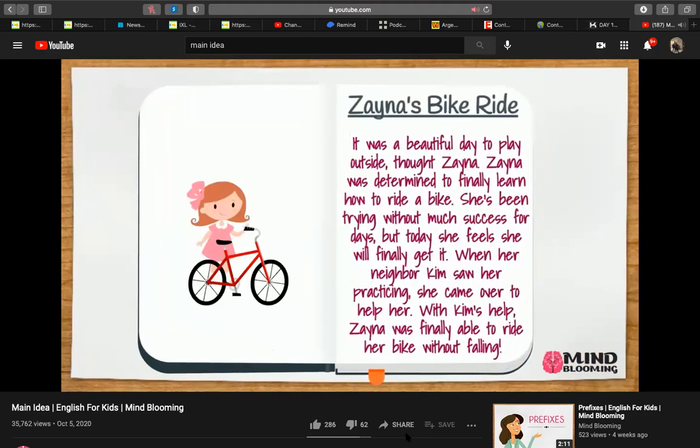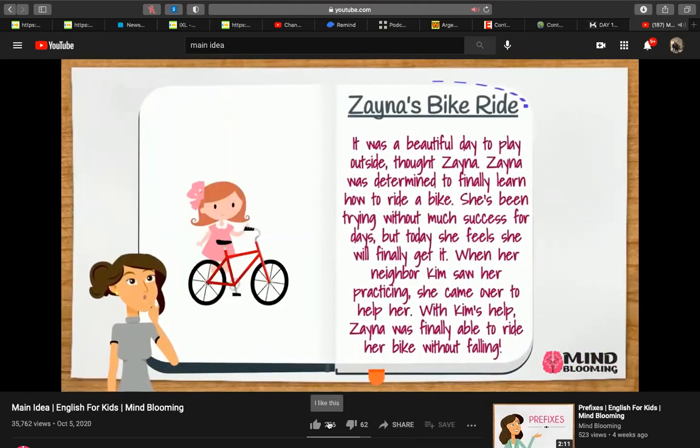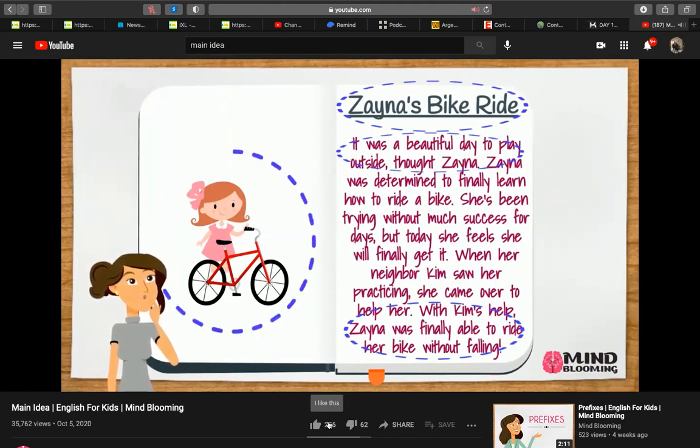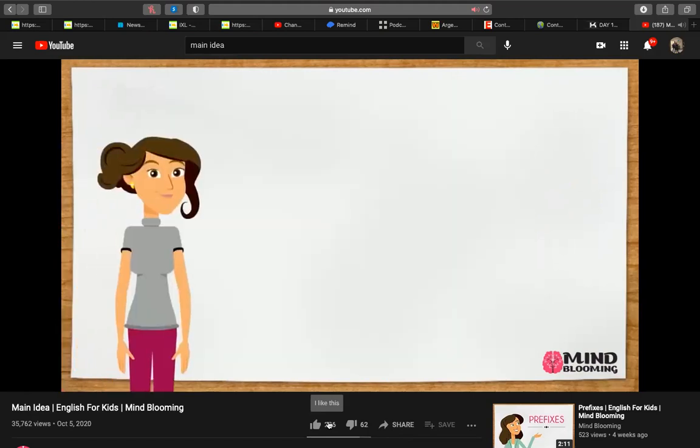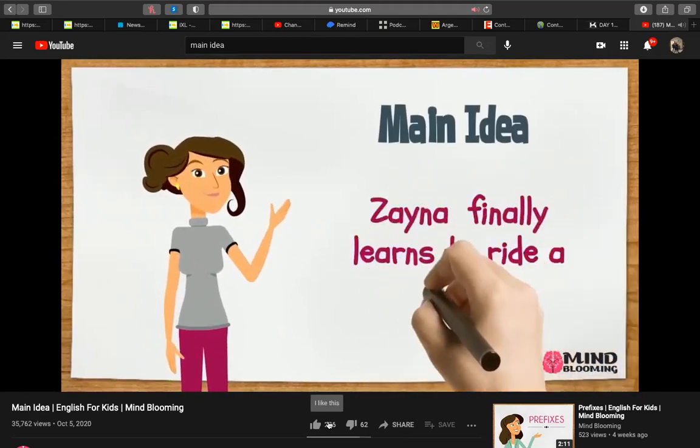Remember, for me to find the main idea or the big idea of the story, I need to look at the title of the story, the first sentence, the last sentence, and finally the pictures or illustrations in the story. From the title, I know that Zaina is going on a bike ride adventure. From the first and the last sentence, I know that she has been practicing and she was finally able to ride her bike. I can also see that from the picture. So the main idea would be that Zaina finally learns to ride a bike.